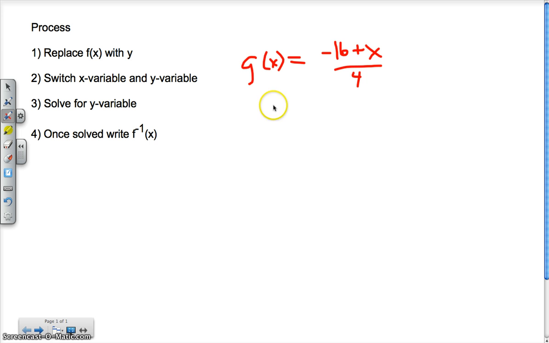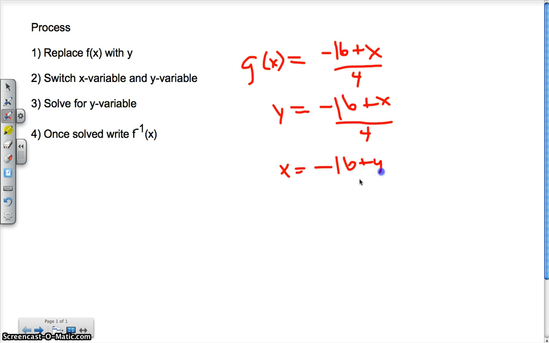So same process here. We're going to make g of x just y. So y equals negative 16 plus x over 4. And now I just have to switch the x and the y, right? I'm going to switch the x and y variables. Now I get x equals negative 16 plus y over 4.